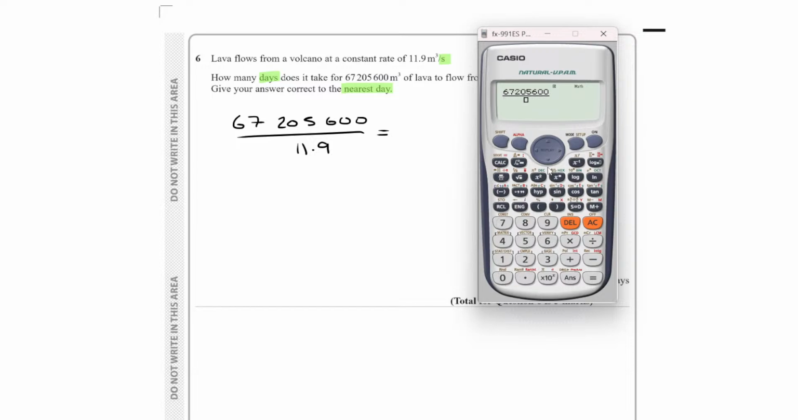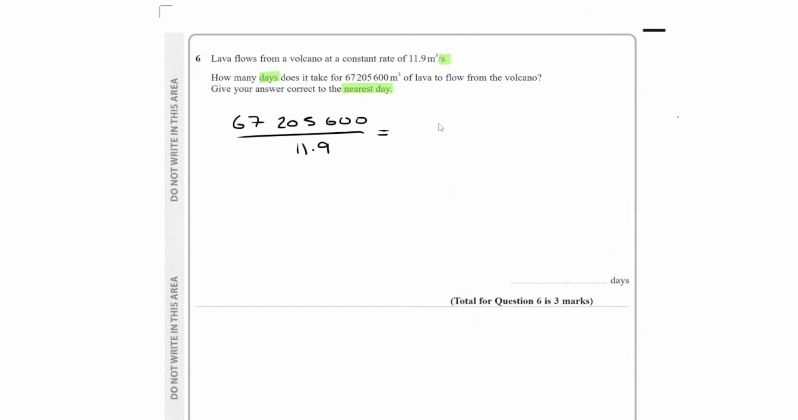67,205,600 over 11.9 is all of this number. So let's just write, I'm going to write all of that down even with the decimals, okay?